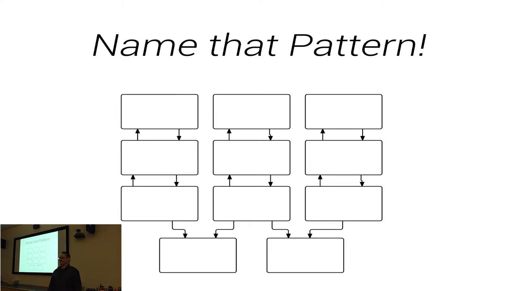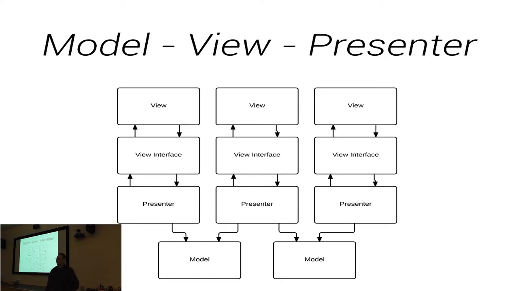And that pattern? It's MVP. I know. The difference here is there's this extra row here for the view interface. Normally, those are implemented by both the view and the presenter, so you would hide them. But what that does is it allows you to actually hide the concrete implementations.